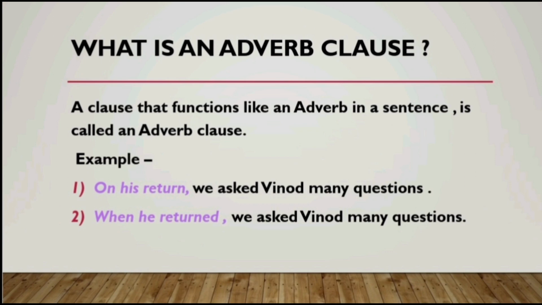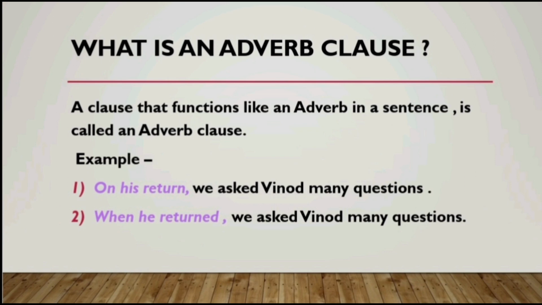In the first sentence the expression on his return does not have a finite verb, nor a subject, therefore it is a phrase. Since it is acting like an adverb, it will be an adverb phrase. But on the contrary, if you look at the second example, when he returned we asked Vinod many questions, the expression when he returned has a subject he, and it has a finite verb returned, so therefore it is an adverb clause. It is functioning as an adverb, therefore it is an adverb clause.